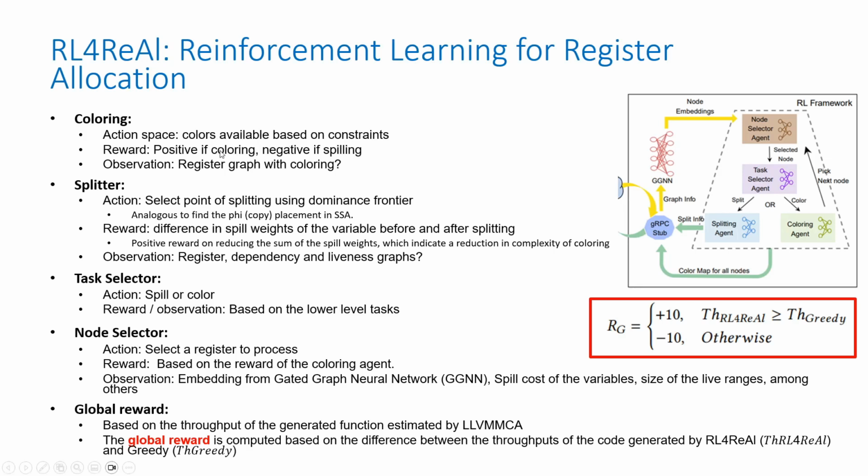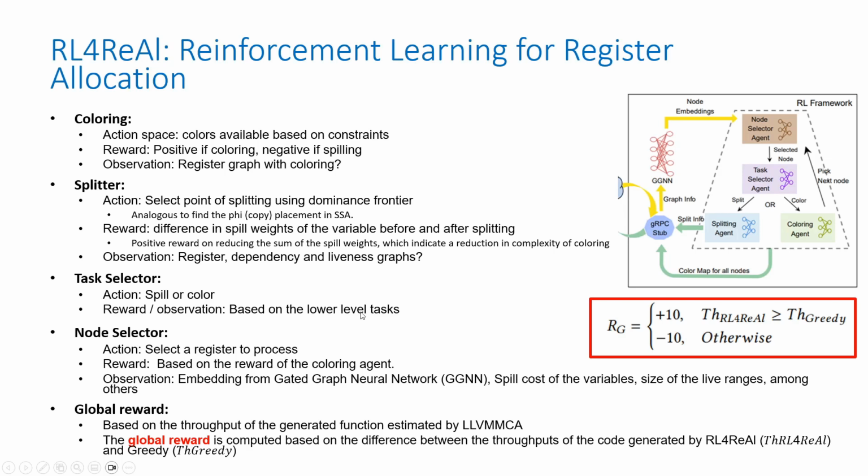But also, you could add into the reward that the fewer colors used, the better. And basically for the splitter, there's a difference in spill weight. So there are some nodes that are better to spill than others, and that's included in the reward. The task selector is going to inherit the rewards based on the lower level task.